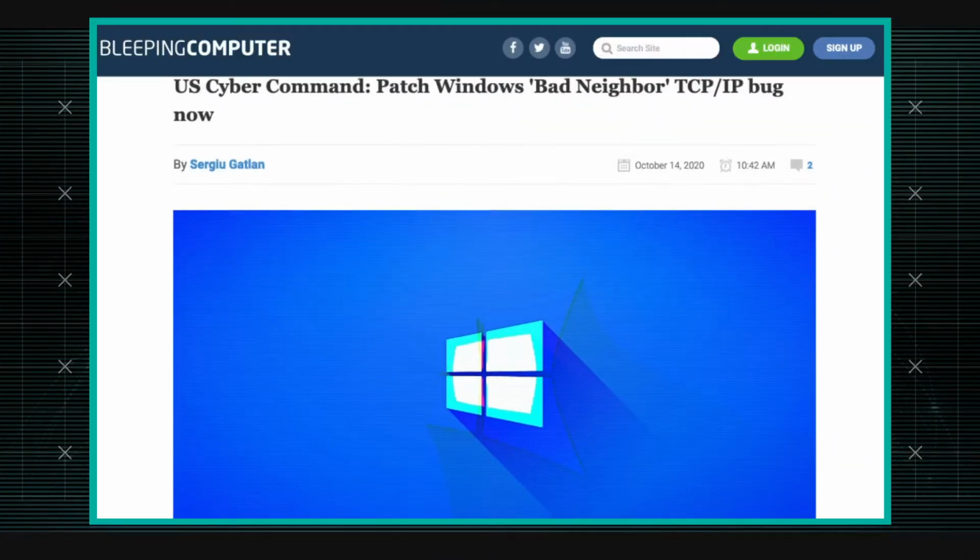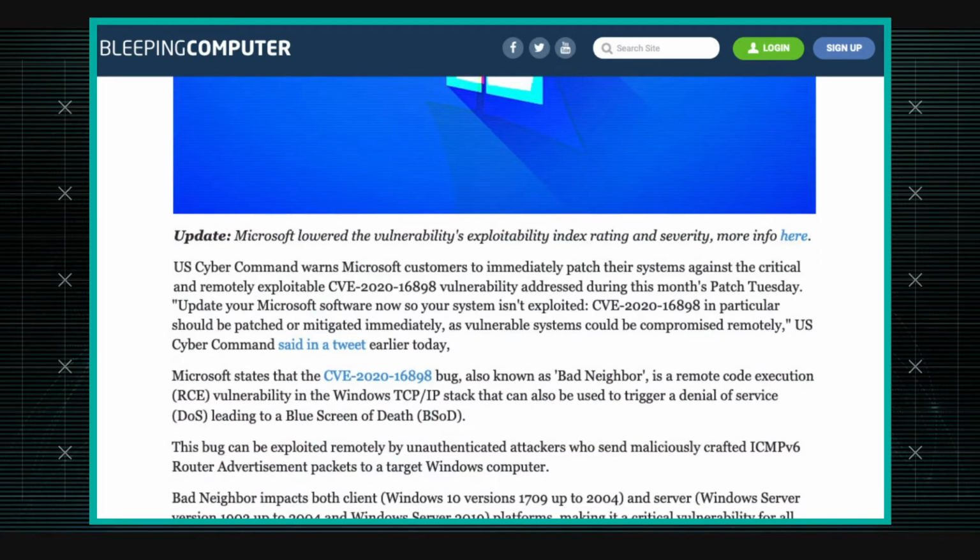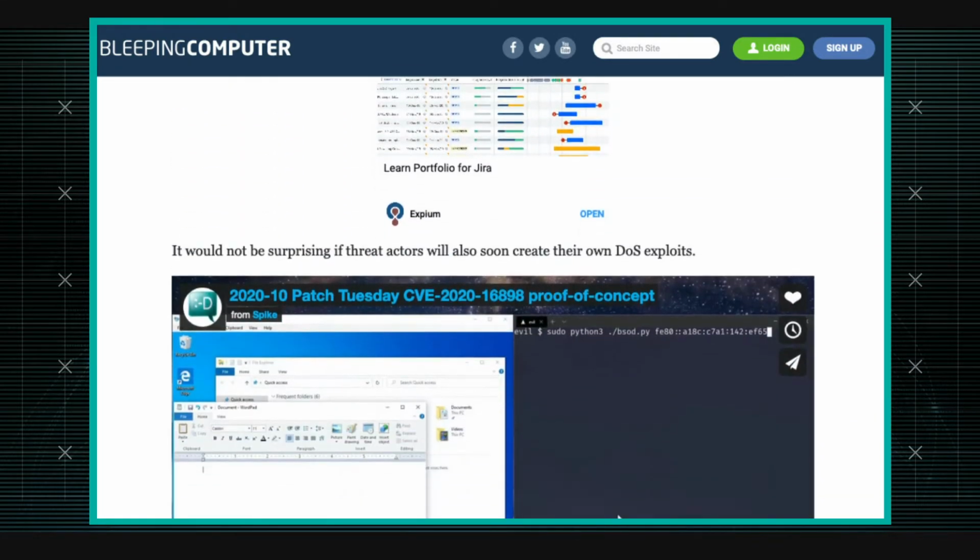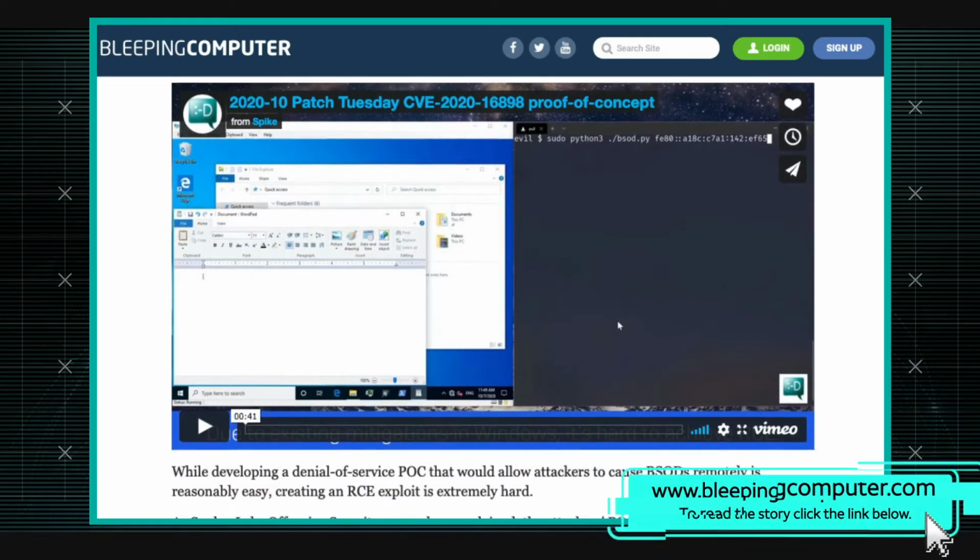Hey, Mike, I heard you have a story about a bad neighbor. Yeah, and this one's poised to potentially cause some problems. So Microsoft, as they do every month, issued their patches this past Tuesday, and among them was a critical vulnerability that's being dubbed a bad neighbor. This is CVE-2020-16898, and this is a remote code execution bug inside the Windows TCP/IP stack.